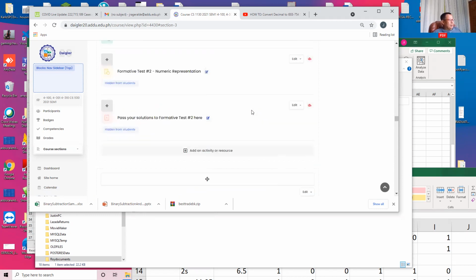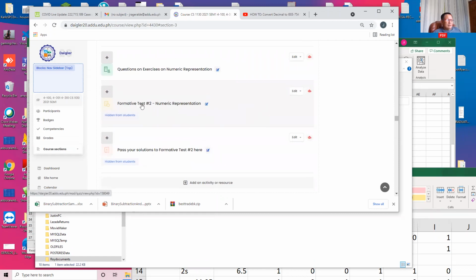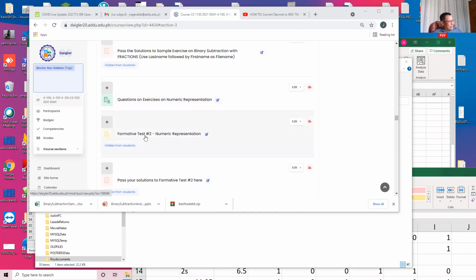So I think we'll have our next formative test in the third week of September, numeric representation only. Do they follow? Can I set this already? Third week of September. Can we do it on the 17th? Okay, we'll find out. We still have one week to do. We'll answer all the exercises and then the formative test will be numeric representation.